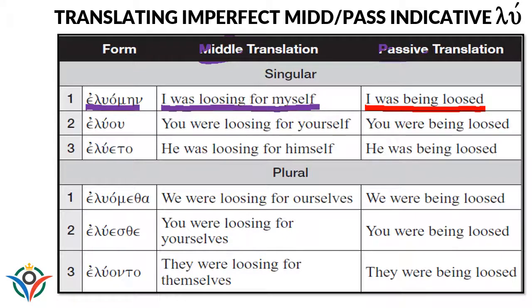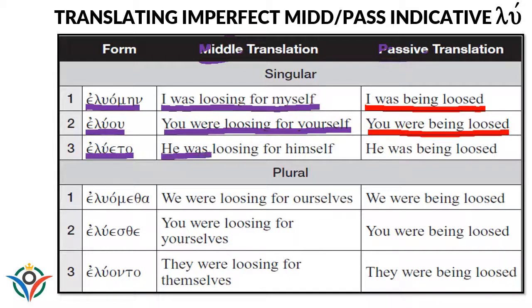The second person singular, we translate the middle voice as you were loosing for yourself, and the passive voice as you were being loosed. Third person singular, we translate the middle voice as he was loosing for himself, and the passive voice as he was being loosed.